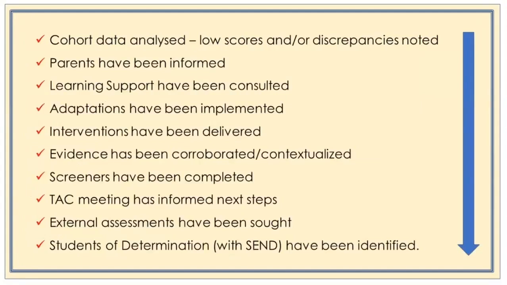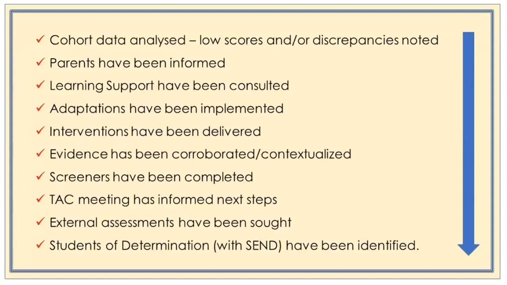So I've given you a sense of some of the tests that we might use. Now let's have a think. It's really important that this isn't necessarily seen as a linear process. We're not enslaved to the process, but this is an example of what we've talked about so far. We've looked at the cohort data analysis and we've seen there are some low scores or discrepancies. We've informed parents. We've been consulted as a team to help look at adaptations and interventions. Those have been implemented and delivered. We've looked at the evidence we have and corroborated and contextualized that. We've developed some further data by completing those screens as appropriate to need. We've had that TAC meeting in order to inform next steps. We've looked then at the appropriateness of whether an external assessment needs to be sought.